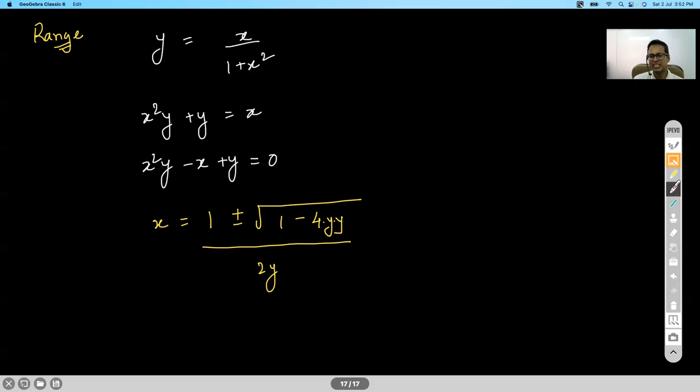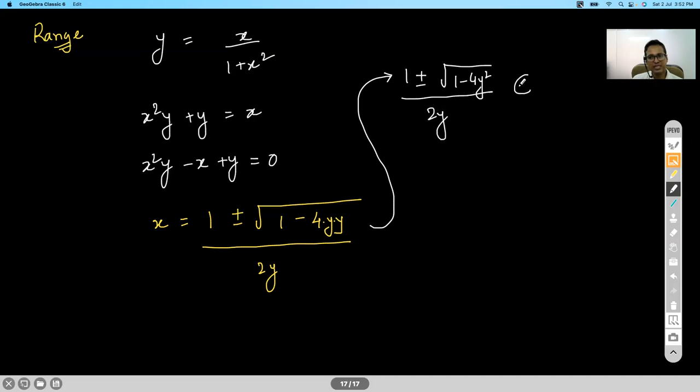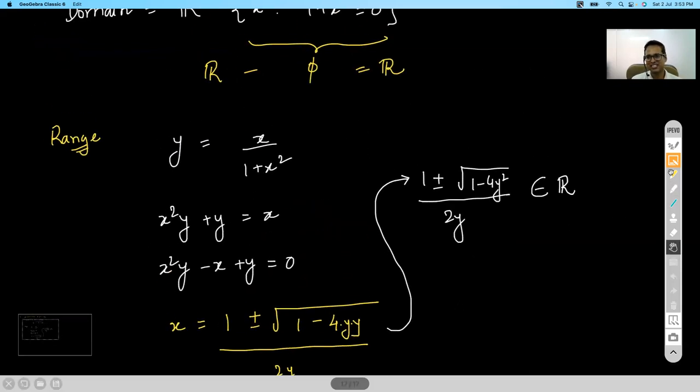Okay, now let us recall that we are dealing with real numbers. So this quantity, that is 1 plus minus under root of 1 minus 4y square by 2y, should be real numbers, isn't it? Because your x is real. Isn't it? Because your x is real numbers, right? So this should be real.